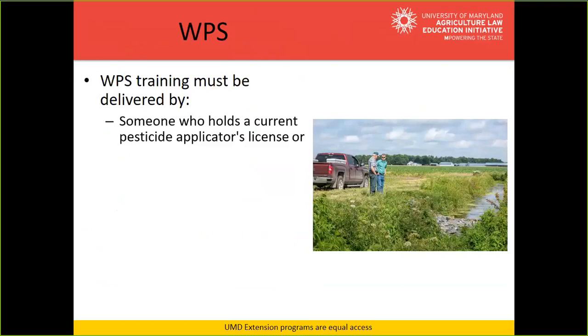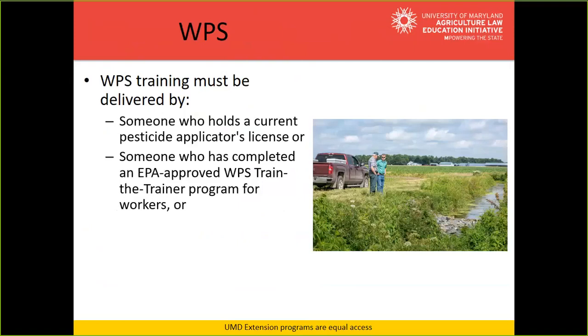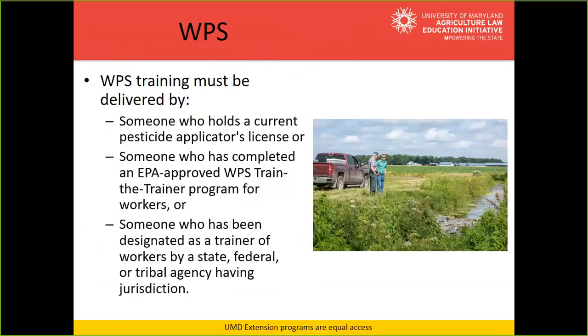There are some requirements on who can deliver worker protection standard training. The easiest, most common thing is that anyone who has a current pesticide applicator license is considered trained enough to deliver the worker protection standard training to employees. If you do not have a pesticide applicator's license, say you're an organic farmer, or you just don't use those restricted use pesticides that require you to have a pesticide applicator license, there are a couple of alternatives. You can have the training be delivered by someone who's completed an EPA-approved Train the Trainer program. And on the next slide, I'm going to show you a link that has information on how you can take one of those Train the Trainer programs. Or someone who's been designated as a trainer by a state, federal, or tribal agency. So I think the middle bullet is probably going to be relevant to most of you.